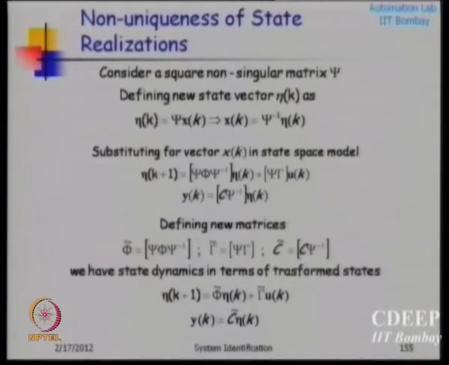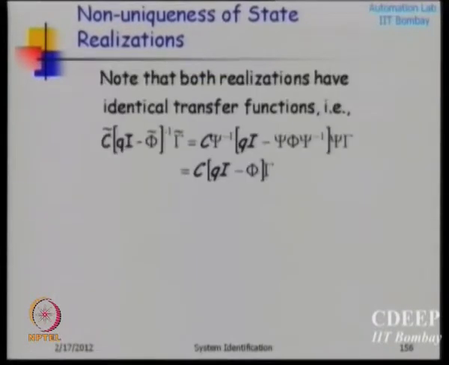So these realizations are non-unique. There can be infinite ways of realizing the same transfer function into different phi, gamma, C matrices. All of them will give you an identical transfer function. That is the message.